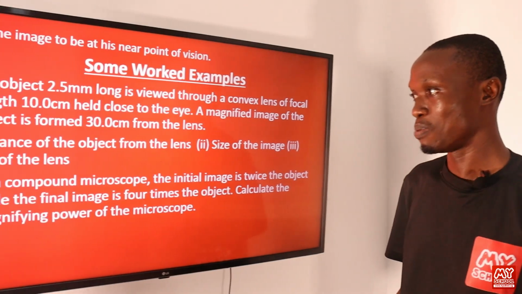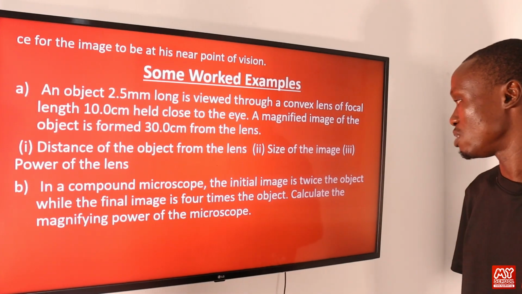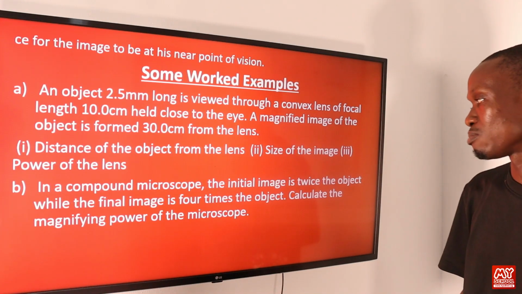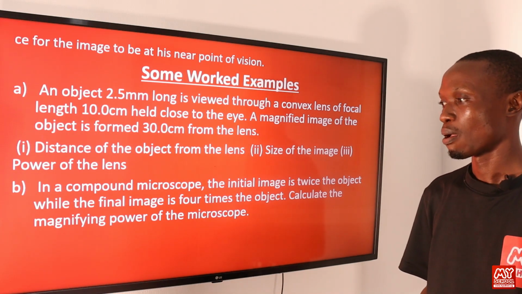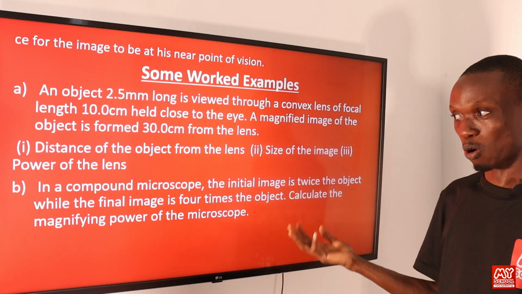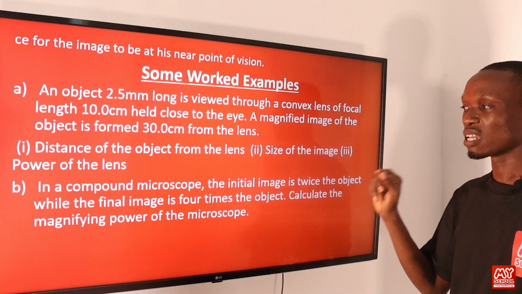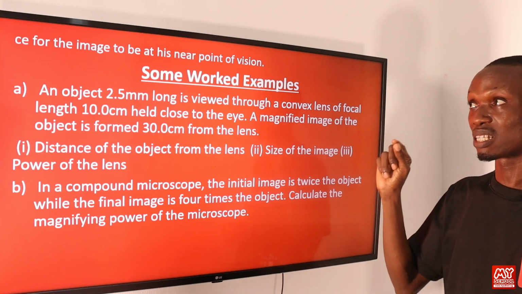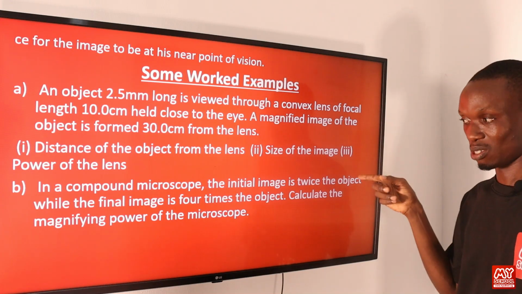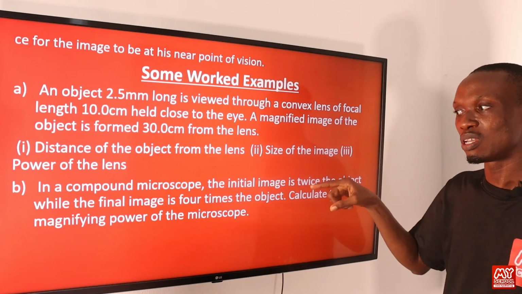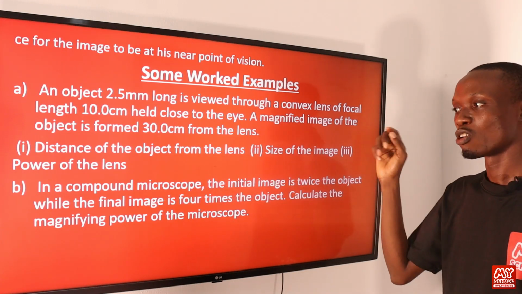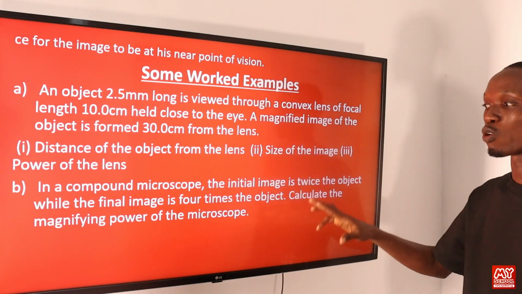So let's move to example B. In a compound microscope, the initial image is twice the object, while the final image is 4 times the object. Calculate the magnifying power of the microscope. So this you don't actually need to solve, because in this question, if you check very well, we are given the magnification produced by the objective lens, but we are not given the magnification produced by the eyepiece, right? But we are actually given the magnifying power of the microscope, which is this final image. So the magnifying power of this microscope is equals to 4.